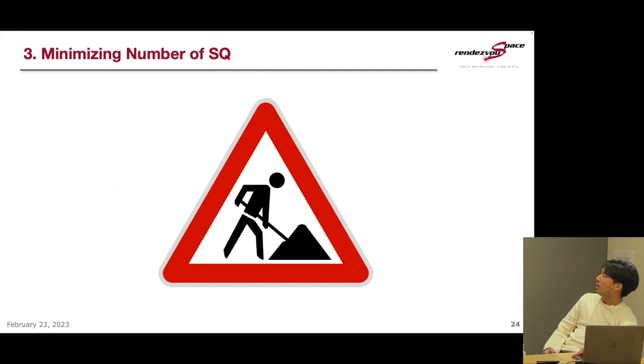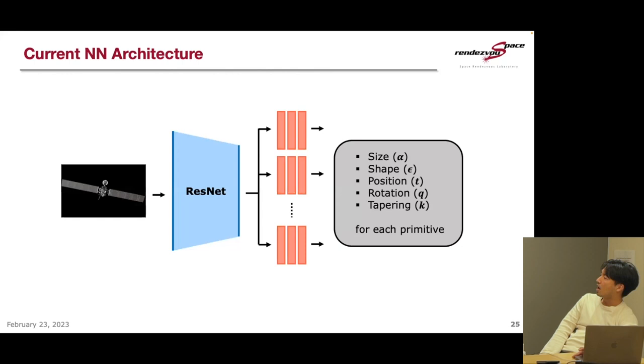Now, minimizing the number of superquadrics is something that's still being worked on. So for now, I'm just going to output a constant number of superquadrics and deal with it. Currently I'm outputting 4 primitives, and for each primitive, the neural network is regressing the following parameters: the size and shape of the primitive, the position and rotation of each primitive with respect to some global coordinates of the model, and also the tapering factor.